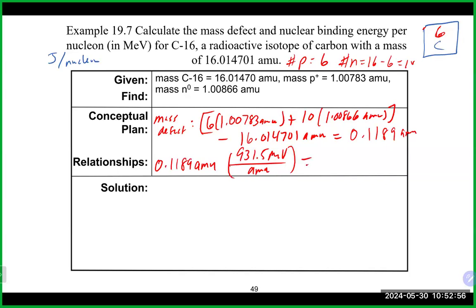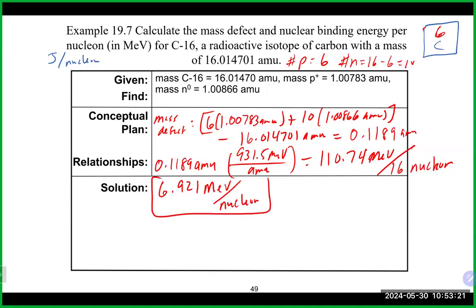We'll take that 931.5, which will give us 110.74 mega electron volts. We can divide by our nucleons, which is basically our mass number in this case, 16. That's going to give us something like 6.92 mega electron volts per nucleon.